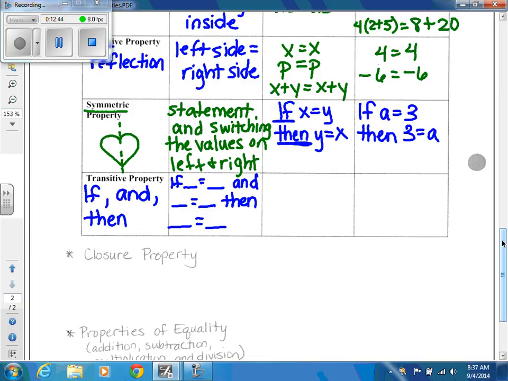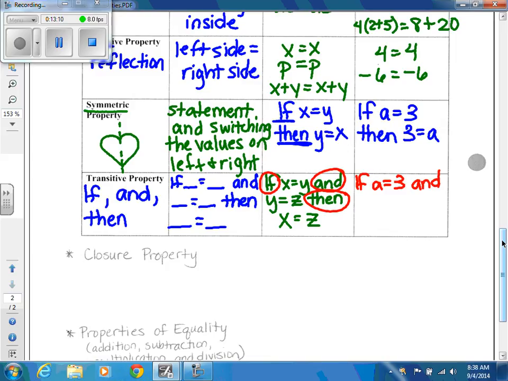So for the first example for variables, here's what I mean. If x equals y and y equals z, then we can safely conclude that x equals z. And notice it had those 3 components, the if, the and, and the then. That's what makes it transitive. So for the number side, if a equals 3 and b equals 3, then a equals b. Okay, so there's an example for those.